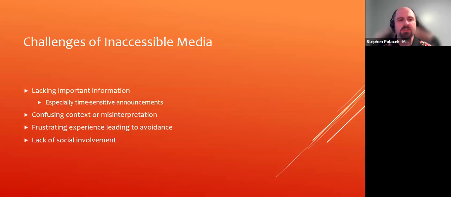Some of the challenges that inaccessible media poses to people, the first one, and the one I consider the most important, is lacking important information. If you're putting out a message about an event next week that you're hosting, and you put the date and time in an image, but not in the text, someone who's using a screen reader and you don't have it in the description doesn't know when that event is happening.